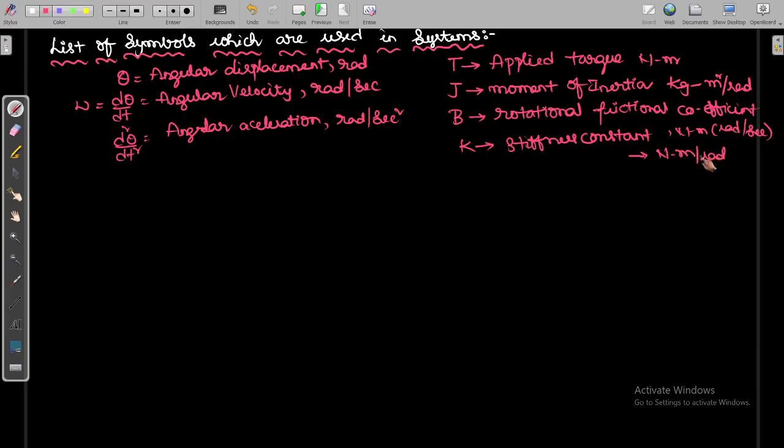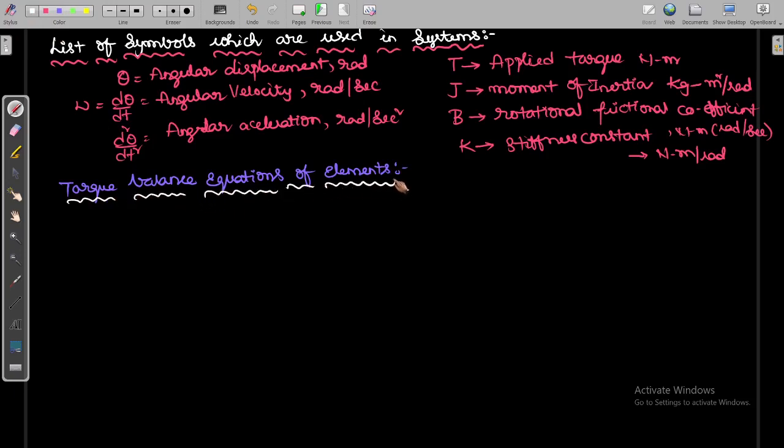So these are the list of symbols we are going to use in mechanical rotational systems. Let us consider the torque balance equations of different elements.